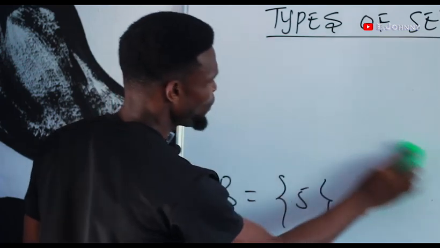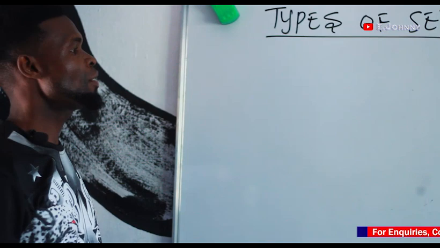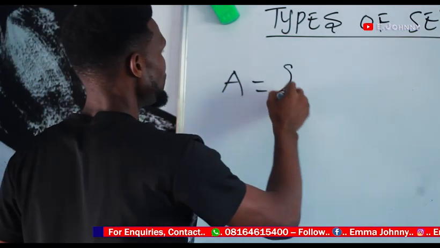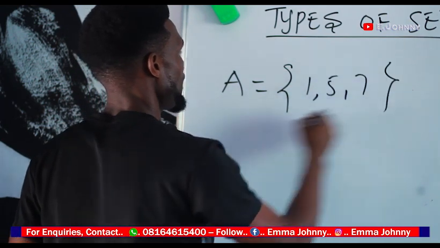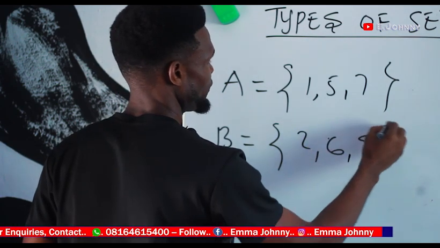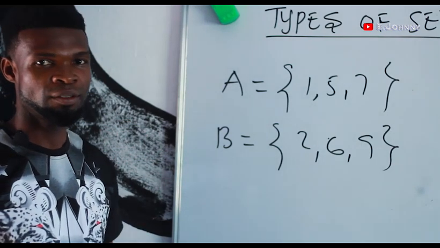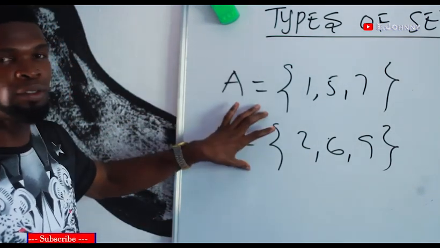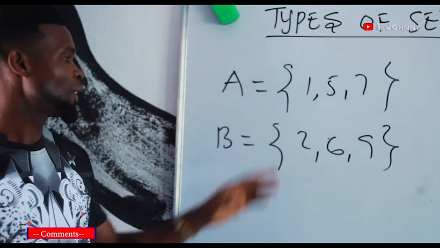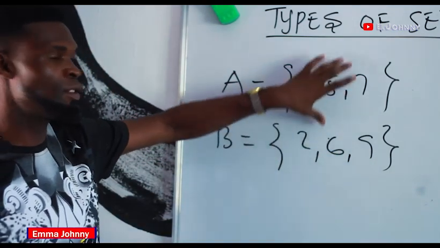Okay, please when you pick up a textbook, try to read up these things. You'll get it better. Okay, let's look at the third one, which is disjoint sets. If I have a set A to be maybe 1, 5, 7, and I have set B to be 2, 6, 9. Set A and set B are disjoint. What makes the two sets disjoint is that they do not have any element in common. The elements of this set are different from the elements of this set. So these two sets are said to be disjoint.